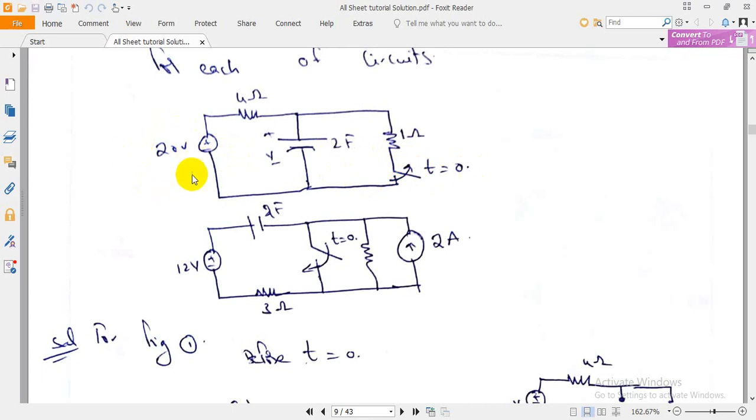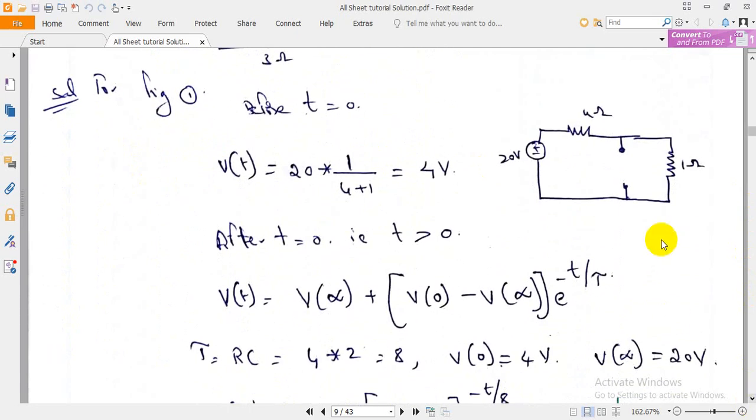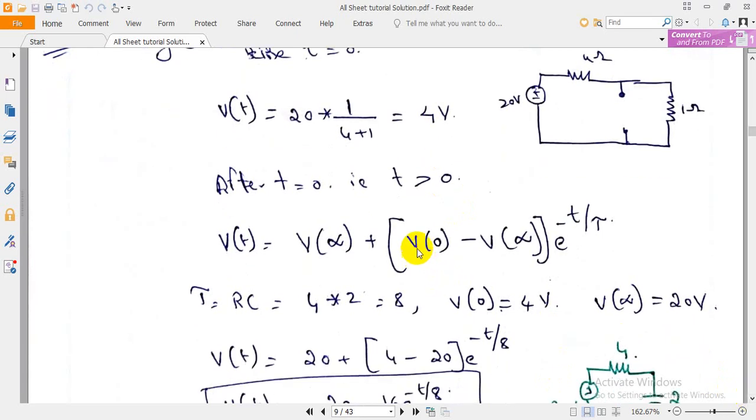So the whole voltage 20 will not appear here, but we need to find it by using the voltage divider formula, because the switch is closed here. By using the voltage divider formula, you will get the voltage V of 0, that is 4.